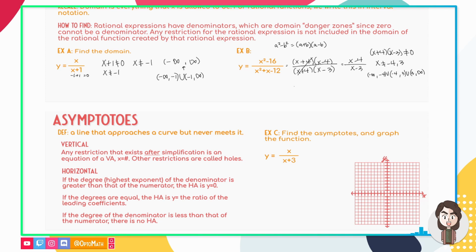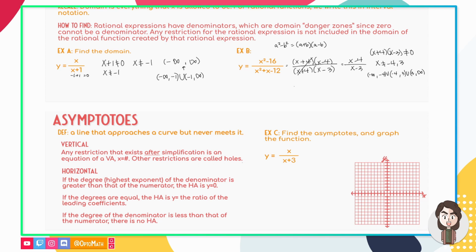You could have one and not the other. So let's look at a vertical asymptote. Any restriction that exists after simplification is an equation of a VA, or vertical asymptote, and that's going to be x equals a number. Think about if you have x equals a number and you graph that, it's always a vertical line. Other restrictions are called holes.